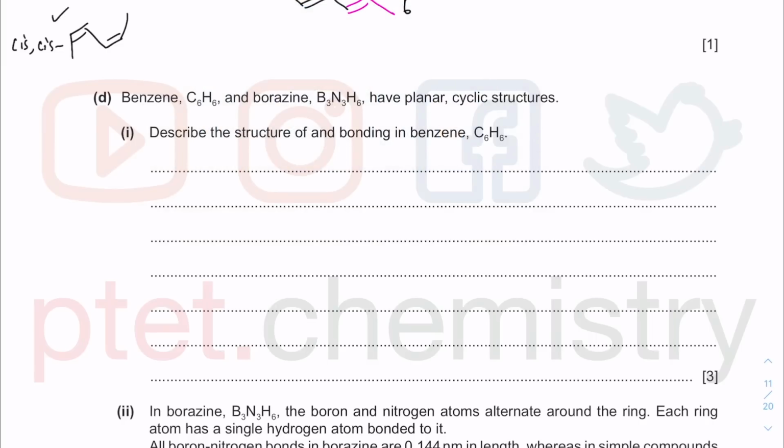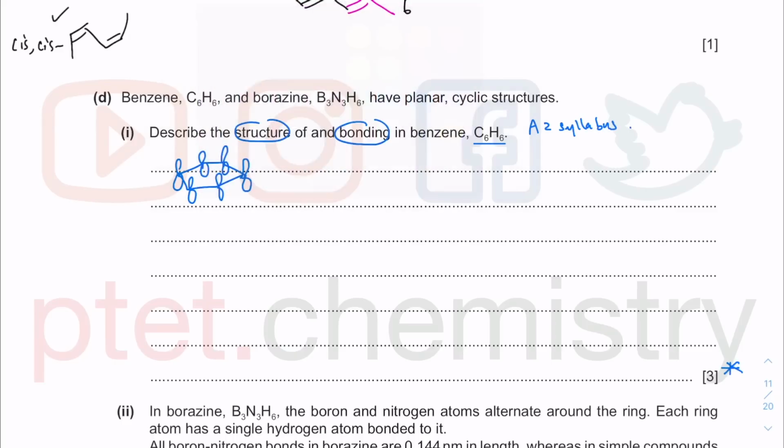This next one is a long essay question for 3 marks. Describe the structure and bonding in benzene, C6H6. This is as stated in the A2 syllabus. You must be able to do this. What I'm going to do really is sketch out a picture, and they never said that you cannot show a simple picture. In fact, you can always show a simple picture to make your idea a bit clearer.